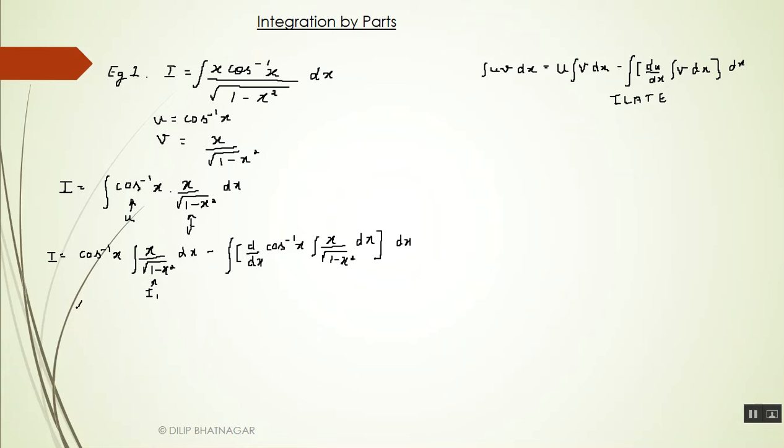Therefore, let I1 is equal to integral x by root of 1 minus x square dx. Now I will use a substitution method to solve I1. So I will let 1 minus x square is equal to t. Therefore, I have minus 2x dx is equal to dt. But since here I need x dx, I'll write x dx is equal to minus dt by 2.